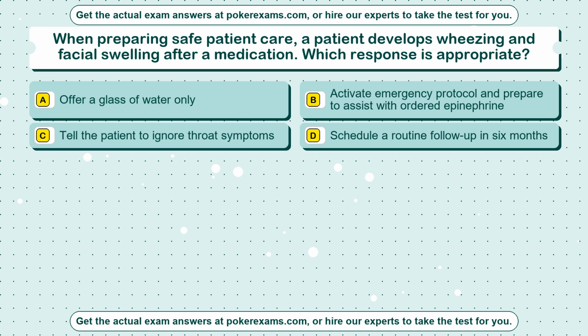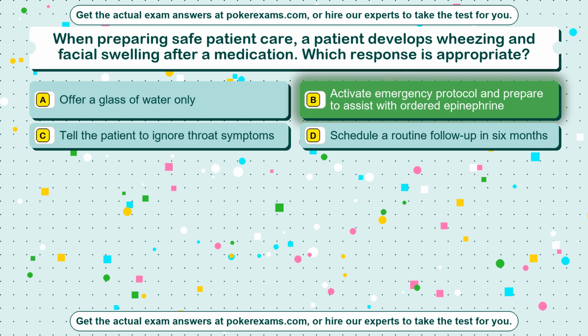Question 91. When preparing safe patient care, a patient develops wheezing and facial swelling after a medication. Which response is appropriate? Option A, offer a glass of water only. Option B, activate emergency protocol and prepare to assist with ordered epinephrine. Option C, tell the patient to ignore throat symptoms. Option D, schedule a routine follow-up in 6 months.